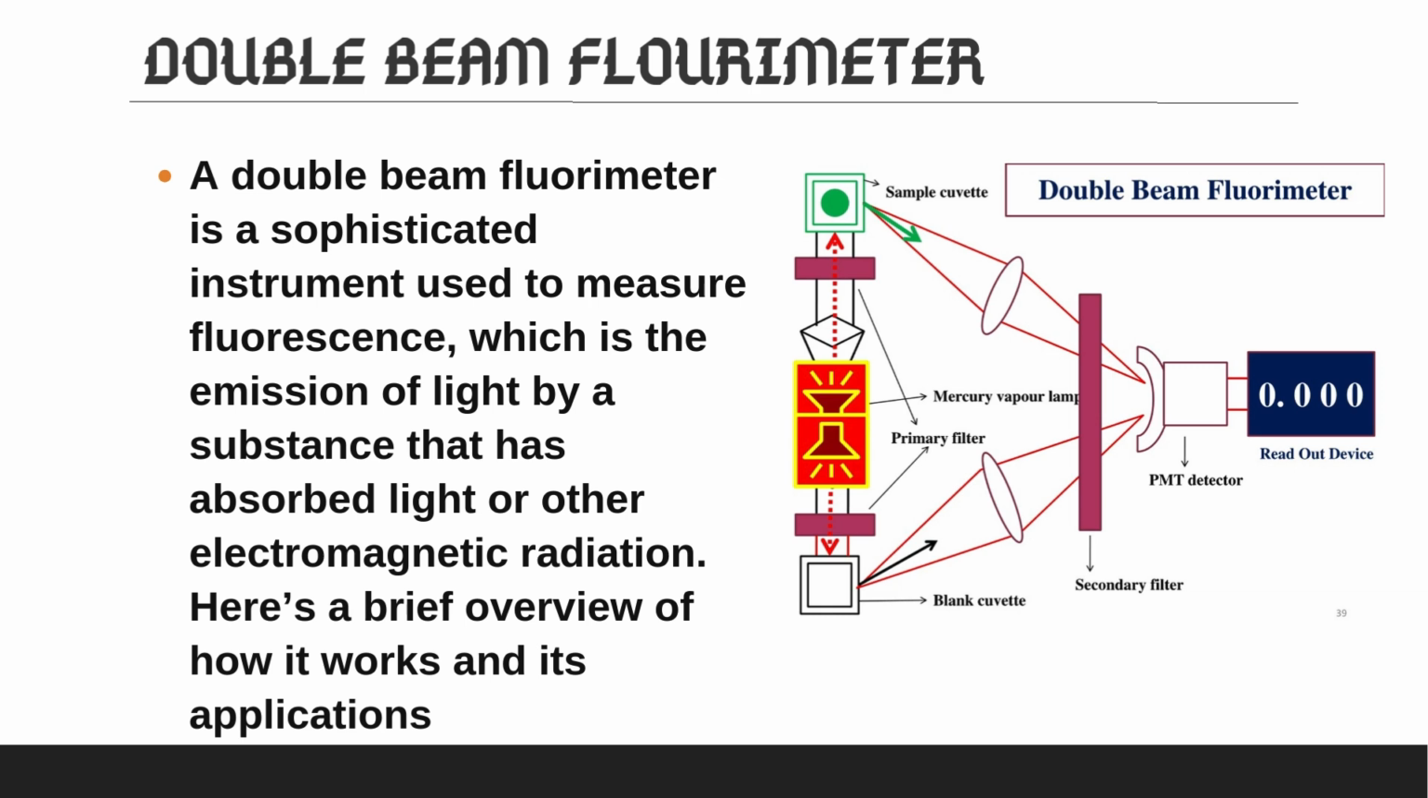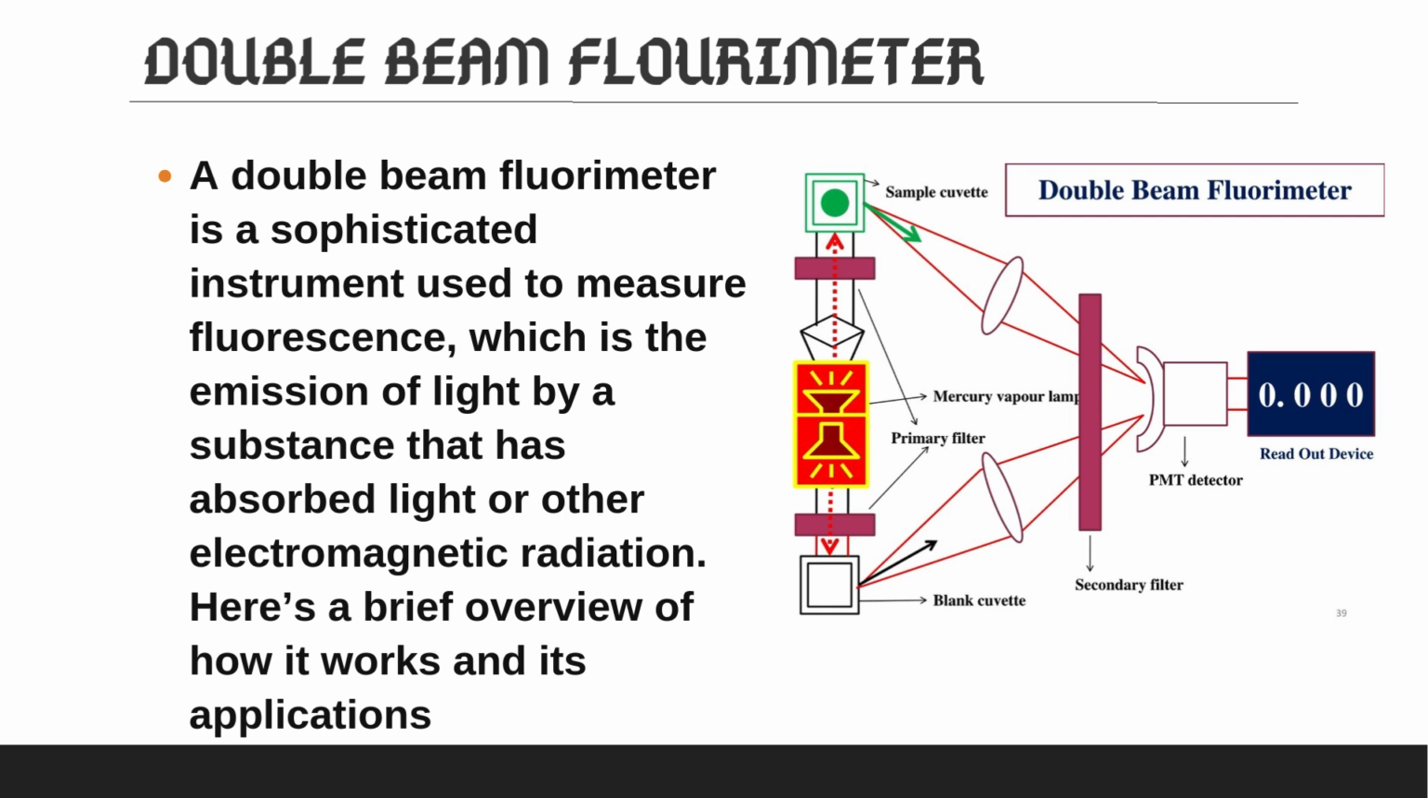We can see that all the components of the double beam and single beam fluorimeter are almost the same, as in the double beam fluorimeter, excitation monochromators are two, one for the sample beam and one for the reference beam. Then in the double beam fluorimeter, we can see that there is an emission monochromator, which filters the emitted light from both beams and selects specific wavelengths for detection. Then we have detectors. The detector is also the same, like photomultiplier tubes. And then the data processing system.